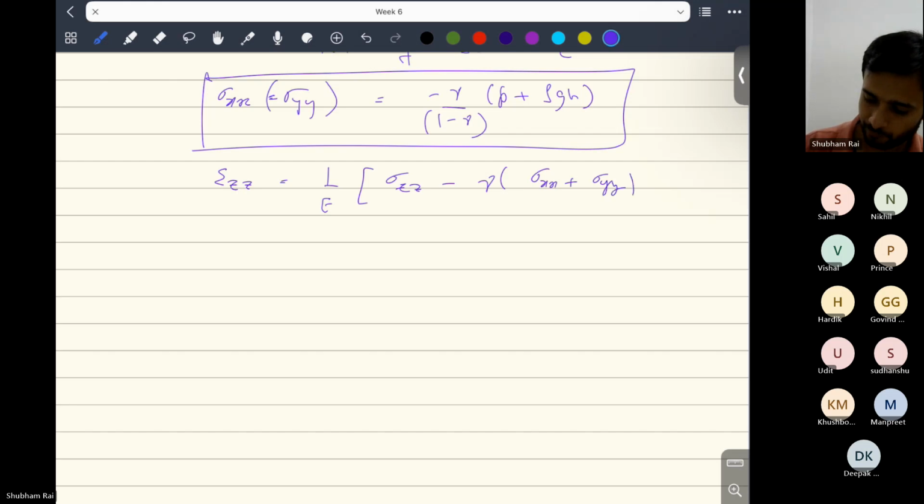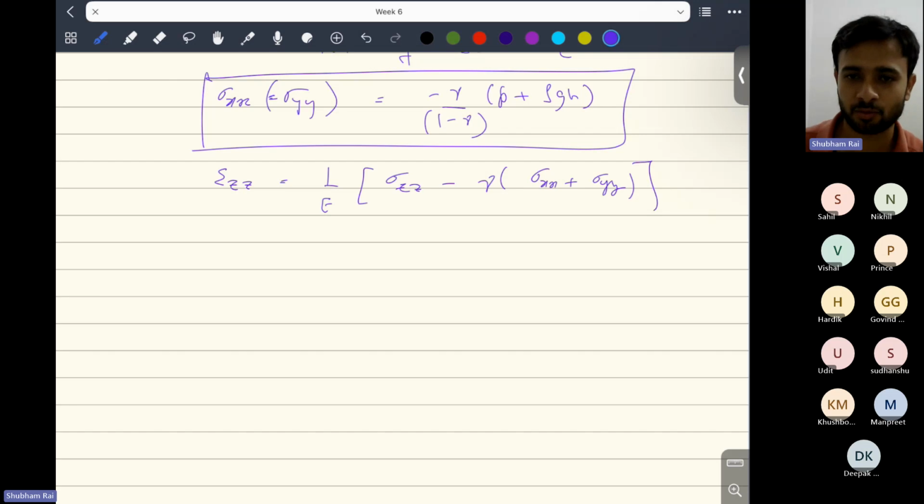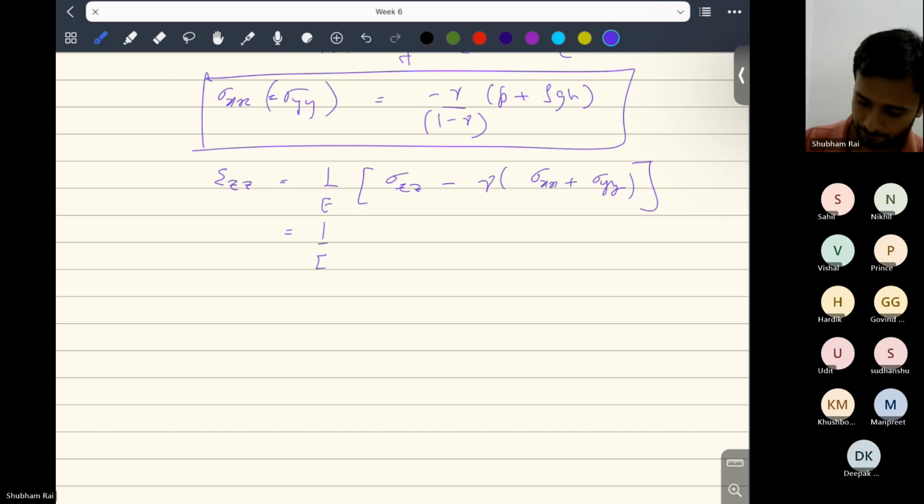Obviously, all these x and y should be capital in this writing. So these all are equal. Yeah, sigma zz will remain as it is, sigma zz minus mu into sigma xx plus sigma yy. So sigma xx and sigma yy are equal, so it will be 2 mu sigma xx.